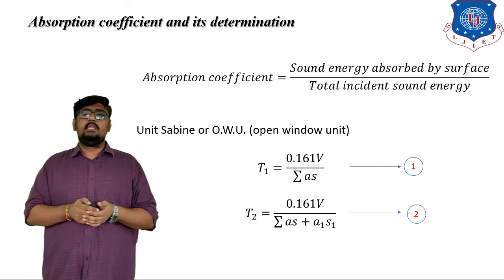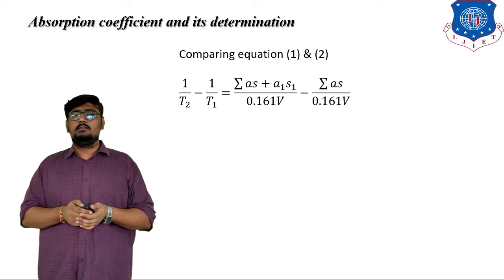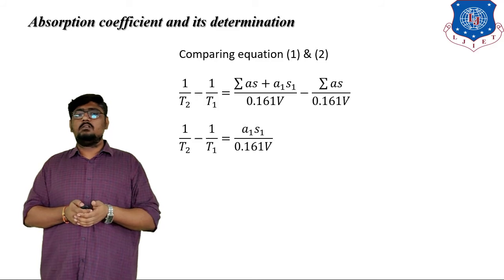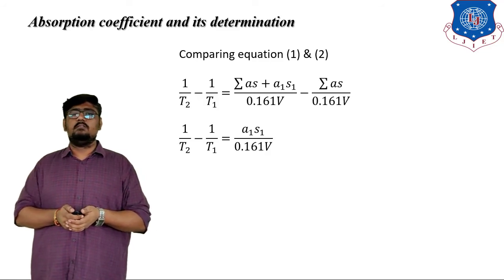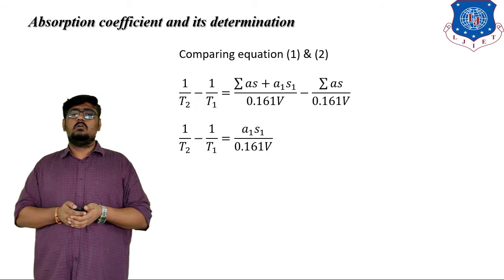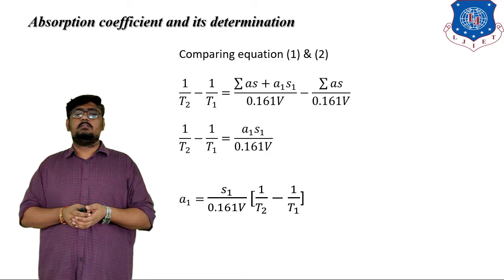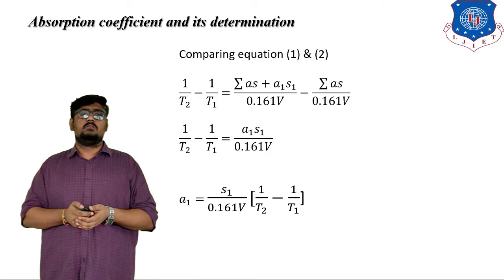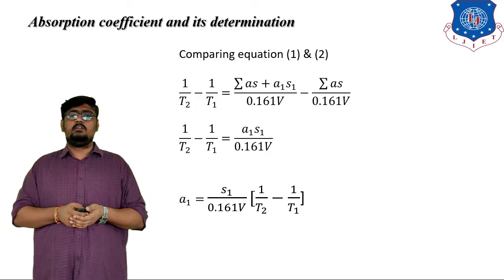Now comparing equations 1 and 2, we get 1 upon T2 minus 1 upon T1 equals, placing the values, this equation. On simplification we get 1 upon T2 minus 1 upon T1 equals A1S1 divided by 0.161 V. Taking A1, the absorption coefficient, as the subject, we get A1 equals 0.161 V upon S1 into 1 upon T2 minus 1 upon T1. So that is the absorption coefficient A1.